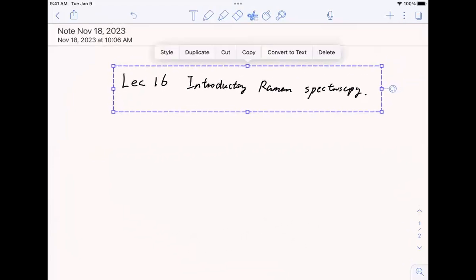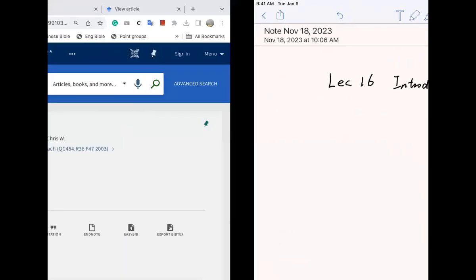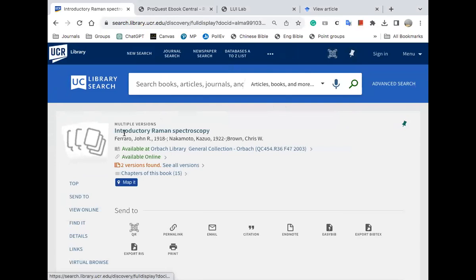Most of the content in this lecture comes from this book, Introductory Raman Spectroscopy, by this author.